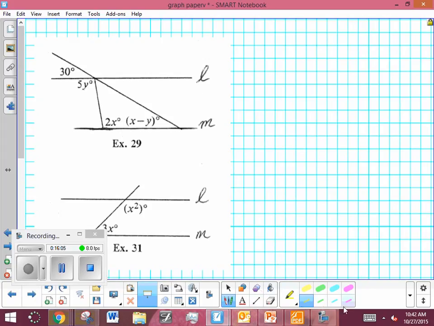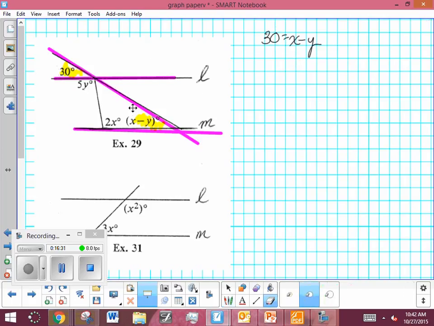These questions, I believe these are 10 and 11. Again, we did both of these in class just using different values. We want to try to find values so that L and M are parallel. If I look at this transversal here, I want to find out that this angle here and this angle here are corresponding. So I'll say 30 is equal to x minus y.